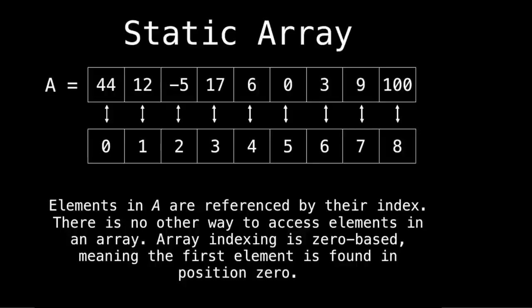Now, if we look at A, you can see that it contains the values 44, 12, -5, 17, 6, 0, 3, 9, and 100. Currently, all the elements are distinct. However, this is not at all a requirement of the array. Also remark that the very first element, 44, is indexed or positioned at index 0 in the array. Not 1, 0. This confuses a lot of intro computer science students.